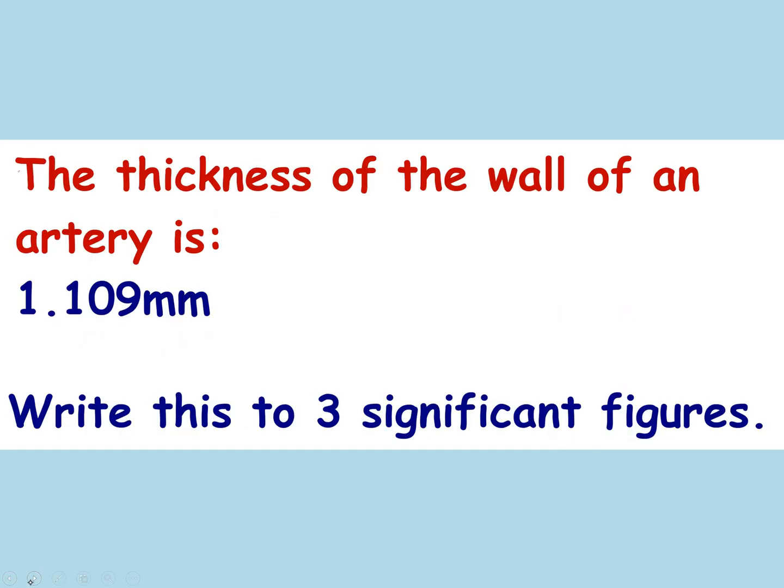Okay. The artery one is 1.109 millimetres, so a little bit wider, a little bit thicker, okay, and this number, I want you to write to 3 significant figures. So, in the first column, we have the thickness, 1.109, the second column, 3 significant figures, and can you write that number to 3 significant figures?